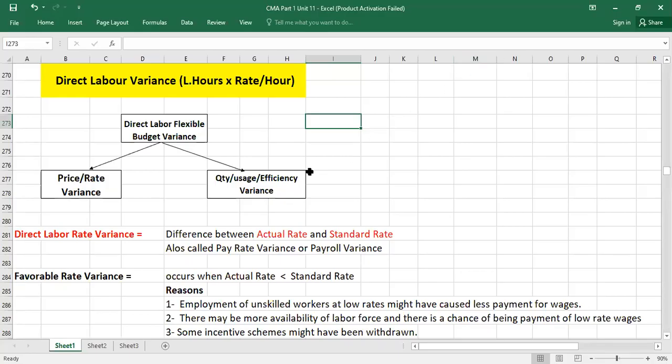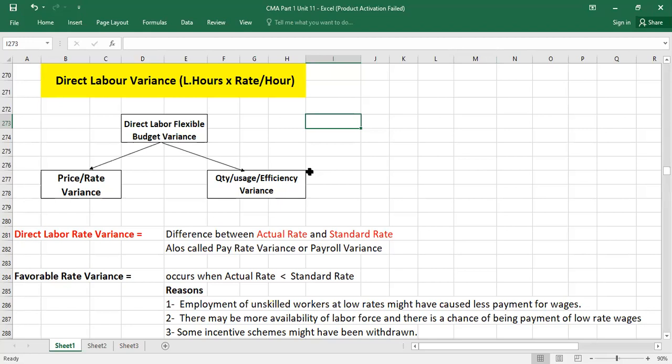Hello guys, welcome to the third video related to the variance analysis. In the first video, we talked about the difference between static and flexible budget, and we also discussed there the concept of the variance analysis. In the second video, we discussed how to calculate the variance for the material cost. So in this video today, we are going to look at how to calculate the variance for direct labor.